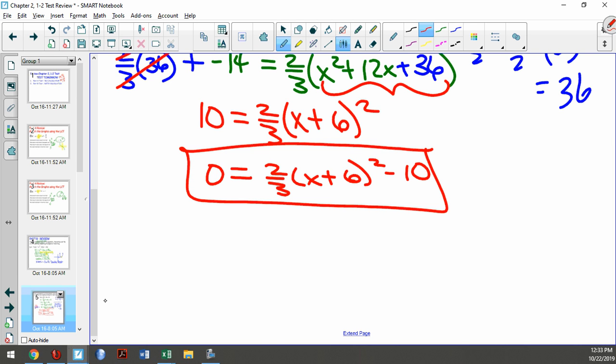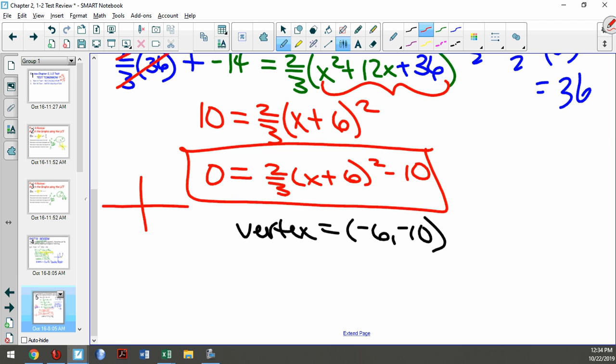I need my vertex. What is my vertex? -6, -10. So I'm going to make a quick sketch of this. And -6, -10 is here. And am I opening up or down? I'm opening up, which means what's happening? Do I have x-intercepts? Yes, I do. There are 2 of them. You can physically see them.